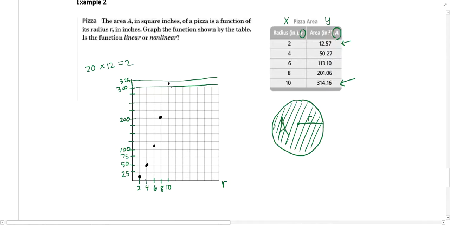So do you think this is linear? I would say this is nonlinear. It's making a very steep curve. Now this one we can actually connect the dots because you can have a pizza with a decimal radius, like it could be 1.74 inches in radius. So it actually makes sense to connect. So I'm going to go ahead and make the curve best I can. It's a little hard with what I'm using, but that's good enough.